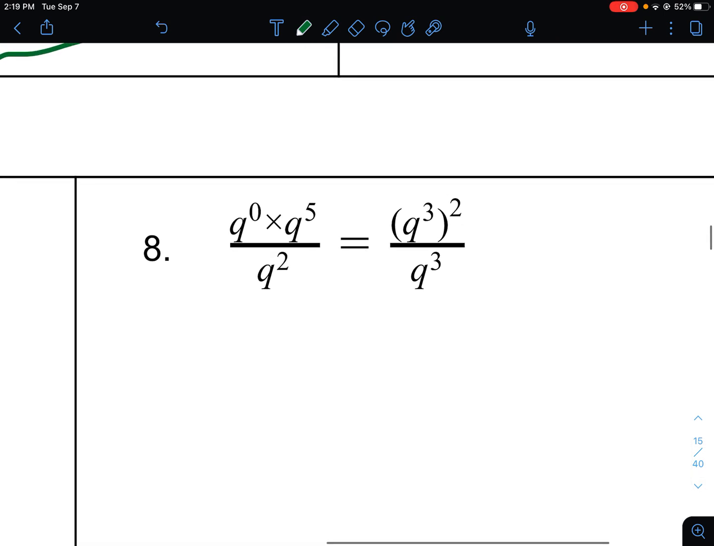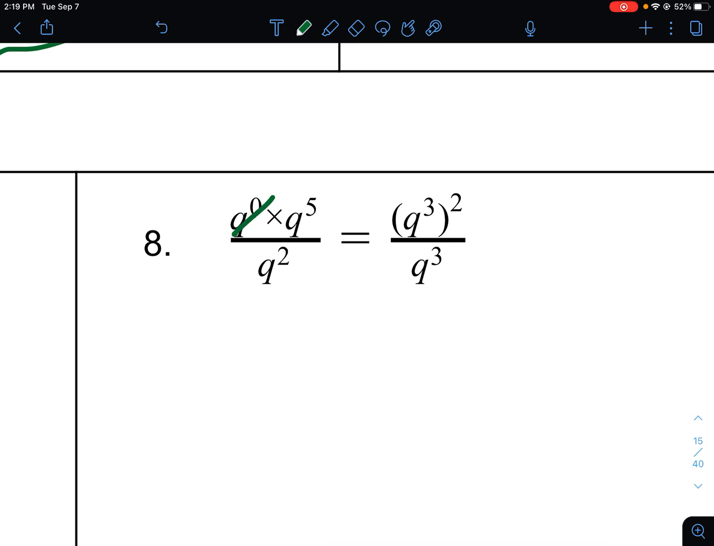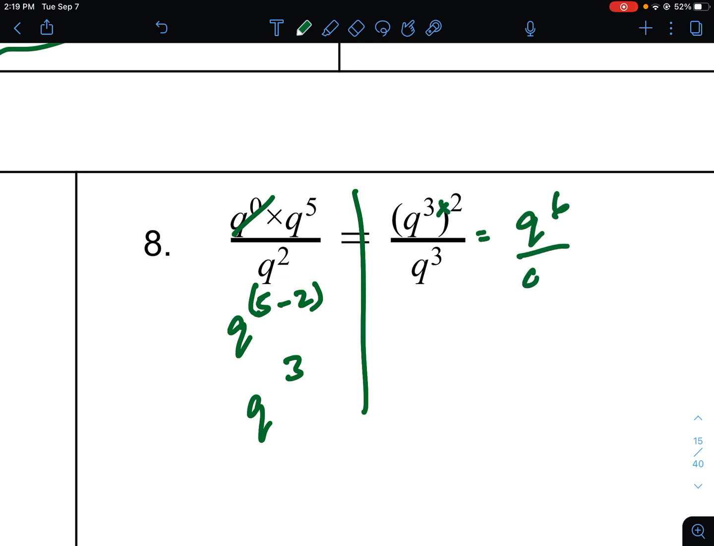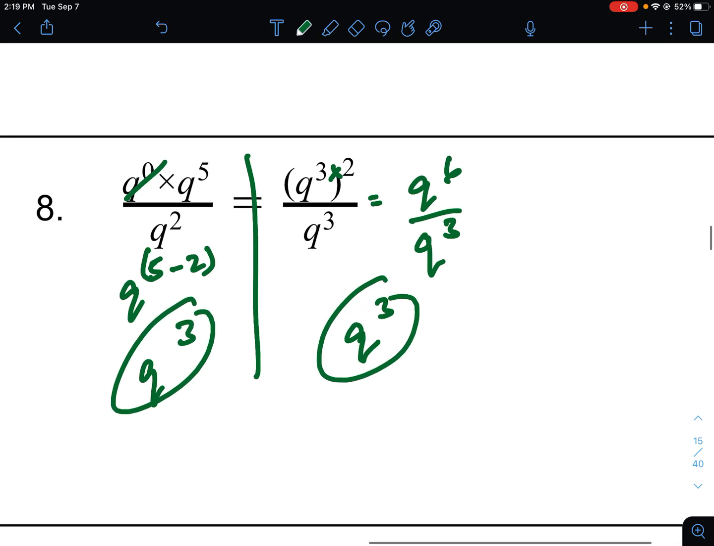q to the 0, well, that just basically means 1. I could essentially cross it off. q to the 5th, q to the 5 minus 2, which gives us q to the 3rd. And this is q to the 3rd times 2, which is q to the 6th over q to the 3rd. And then 6 minus 3 is 3, so q to the 3rd equals q to the 3rd. That is true.